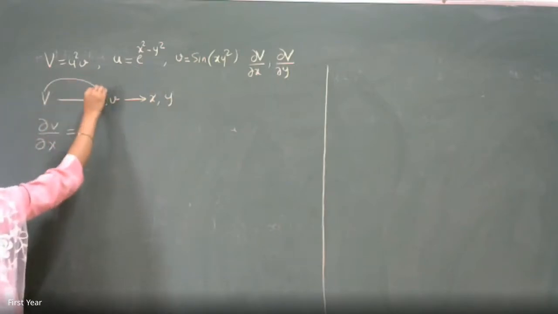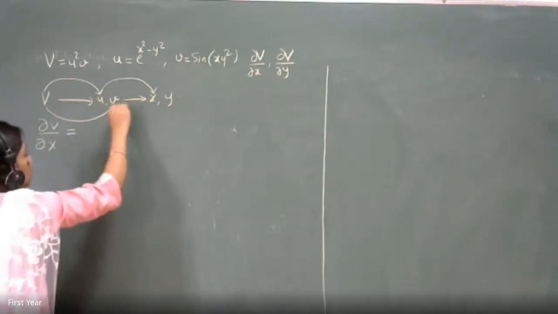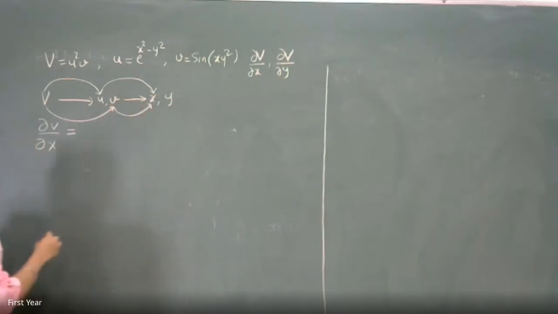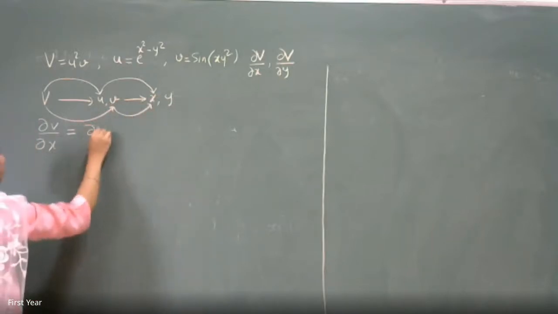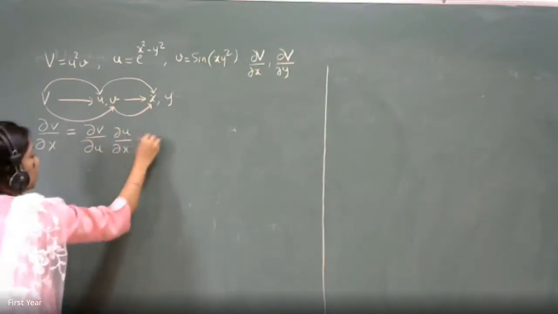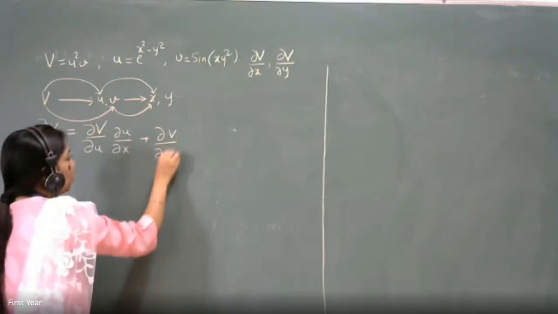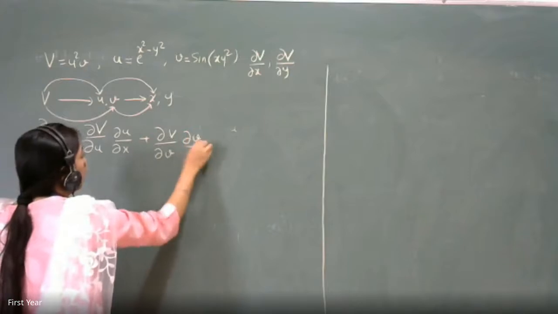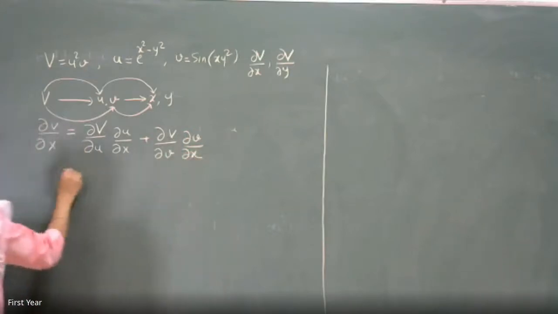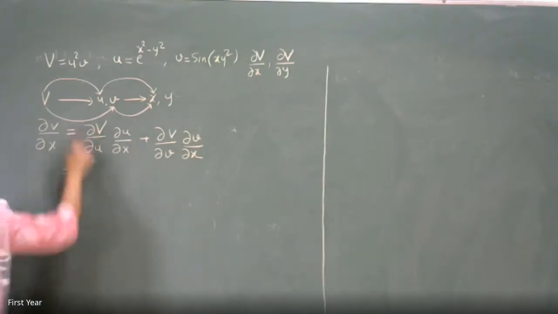Capital B must go to x either through u, and u to x, or capital B must go to small b, and small b to small x. So what we will do is delta V by delta U into delta U by delta X plus delta B by delta small b into delta b by delta X. And then the answer is easy. If you write down this formula correctly, the answer will be quickly obtained. So what is the derivative of B with respect to U?